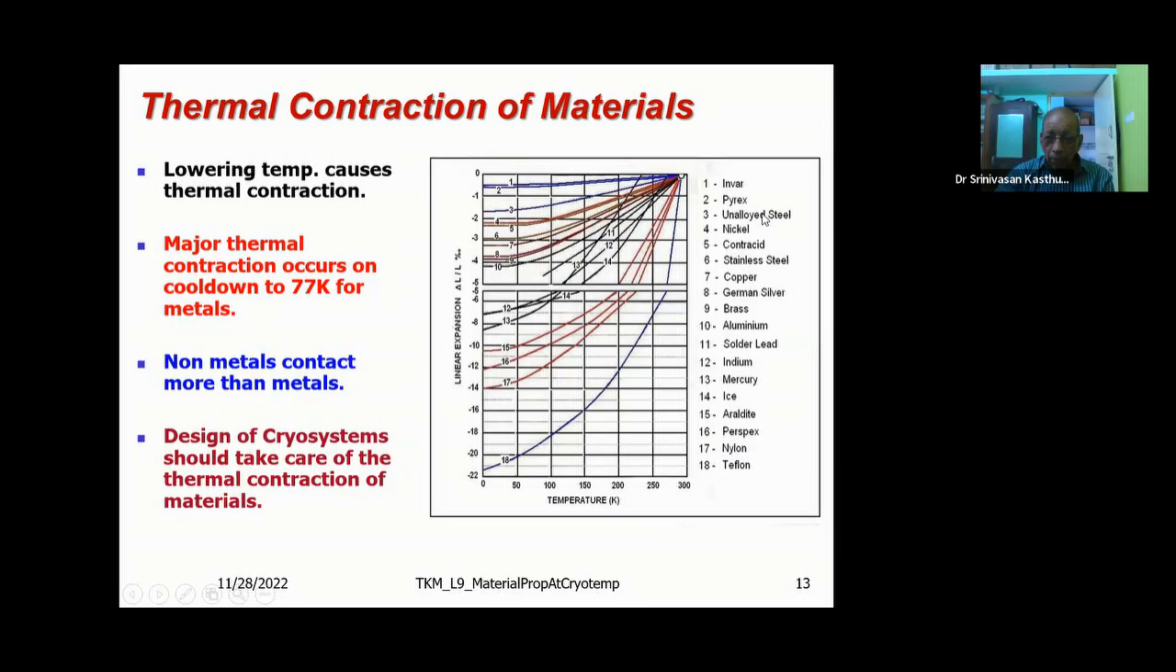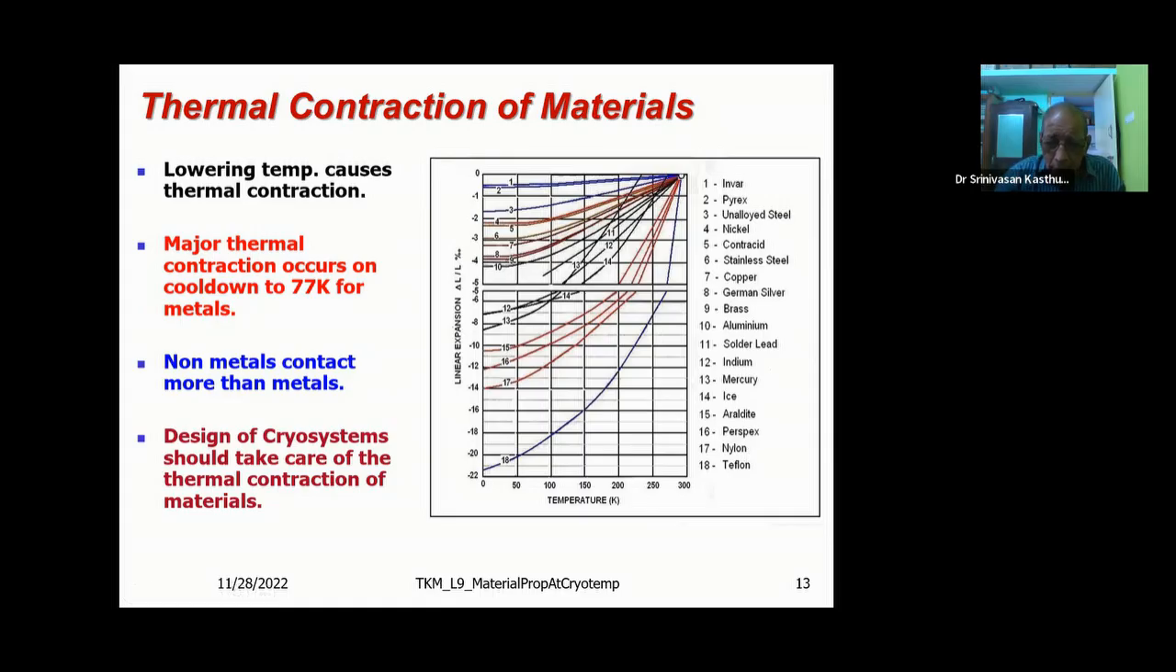So Invar, Pyrex, some unalloyed steel, nickel, constantan, stainless steel. So stainless steel is number 6. Then copper, German silver, brass, aluminum, silver, solder, indium, and then mercury, ice, araldite, perspex, nylon, Teflon, etc. Different materials have been plotted.